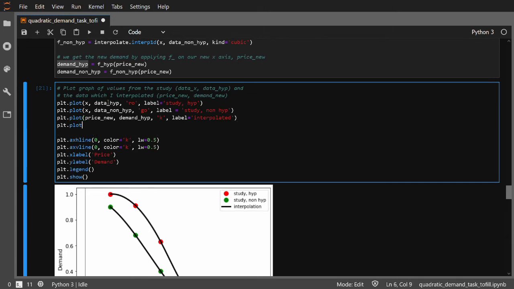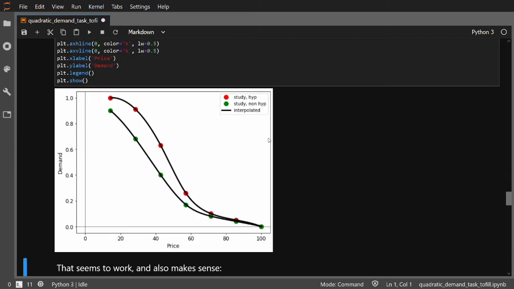Second set, PLT plot, same x values, y values are now non-hypothetical, again is going to be in black, and we don't need a label. We run the cell, and first what we see is that the interpolation works, because it reasonably connects the experimental data with the smooth function. Second, notice that the hypothetical demand, in red, is always higher than non-hypothetical. People are less positive about the stakes if they need to buy it in the end.